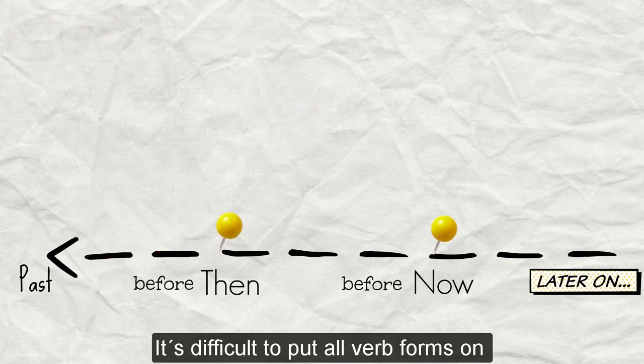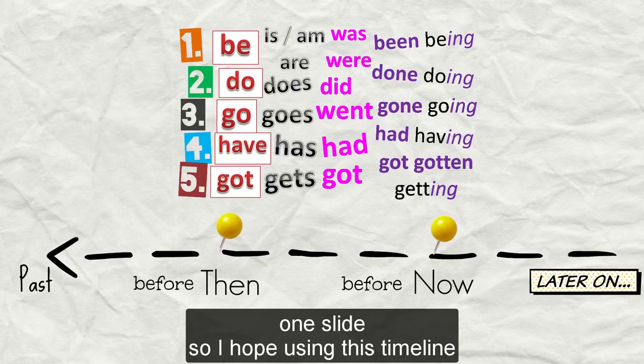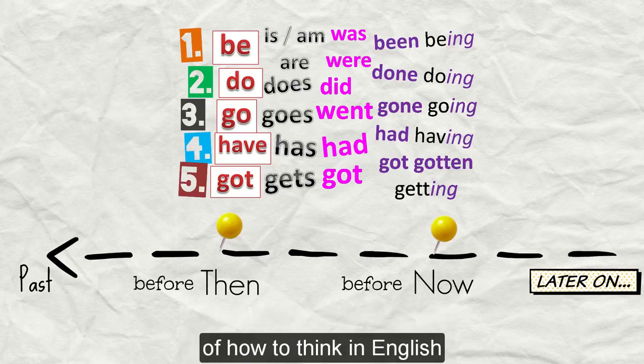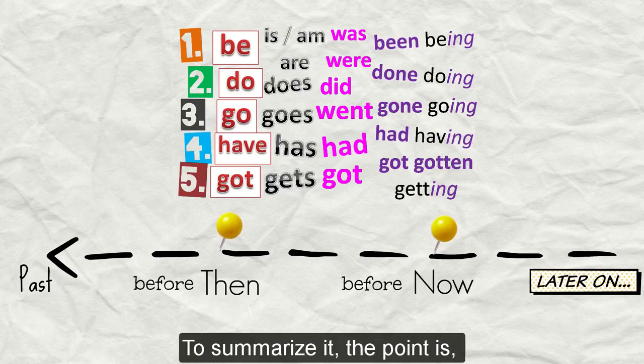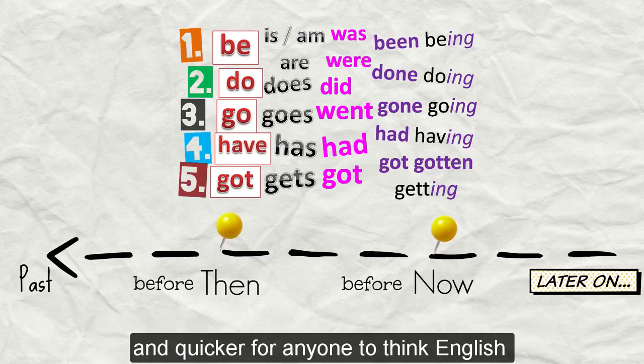It's difficult to put all verb forms on one slide, so I hope using this timeline you will get the big picture of how to think in English. To summarize it, the point is, if you can use these verb forms, it will be much easier and quicker for anyone to think in English.